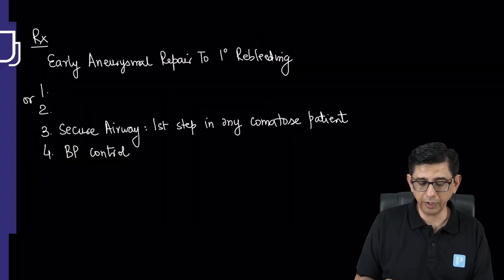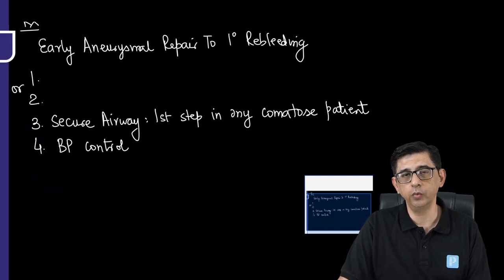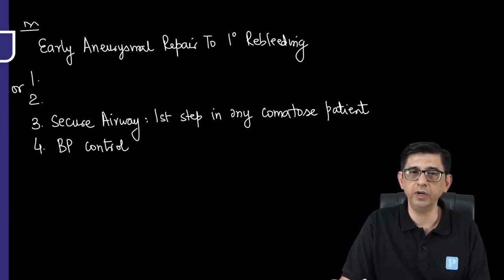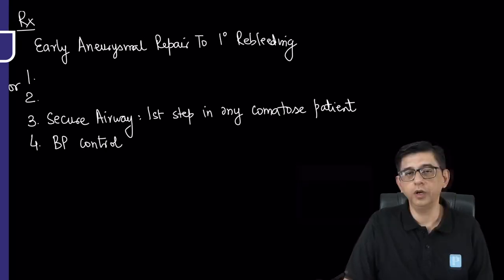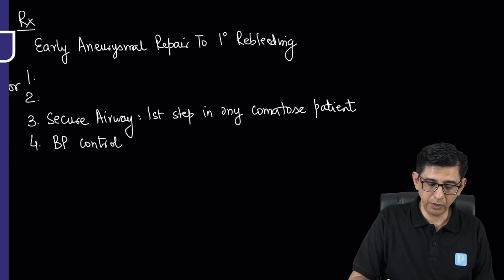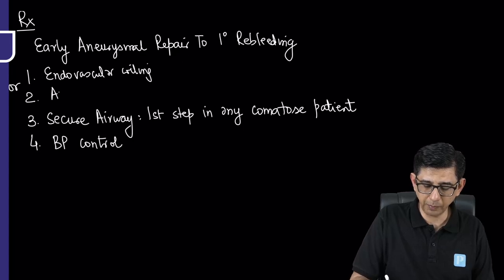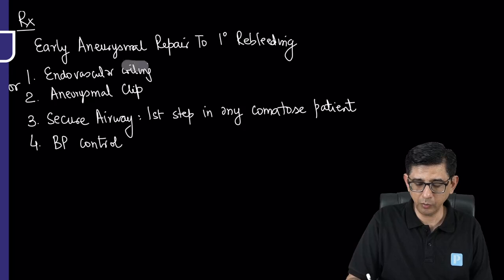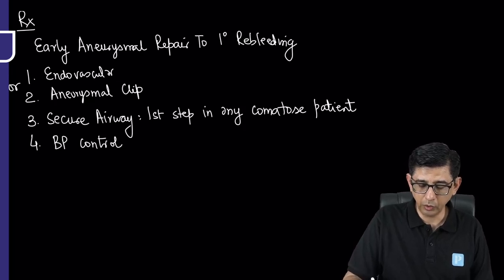And now we'll focus on the treatment part, where we'll go ahead with early aneurysmal repair to prevent development of rebleeding. There are two ways to prevent the development of rebleeding in the first 24 hours. One is the standard method of endovascular coiling, which will require a cath lab facility. But there is a second method as well, that would be in the form of aneurysmal clip. Now, the only issue is that if you want to deploy an aneurysmal clip, you will have to do a craniotomy in the patient.